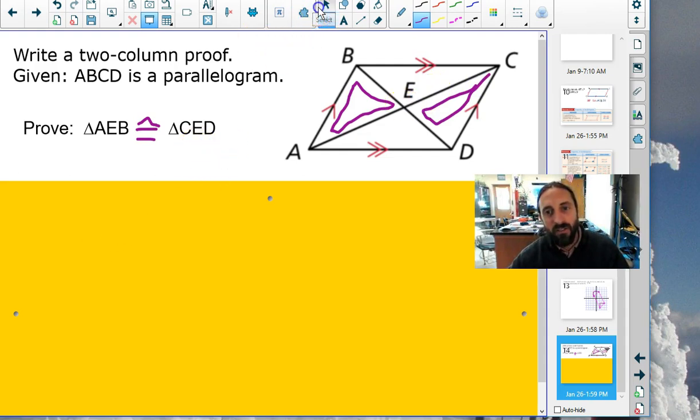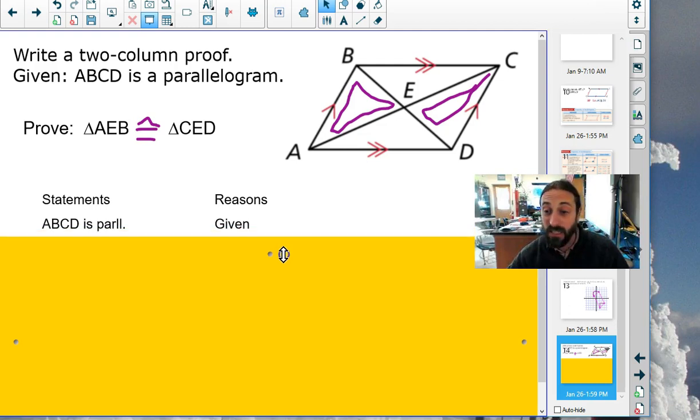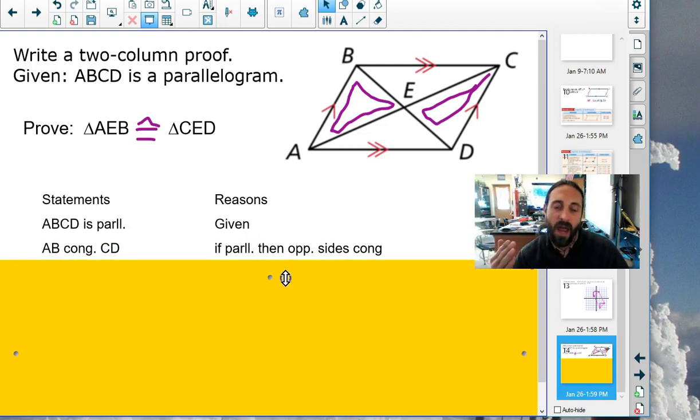Let's go through it. First thing you do, information given, and the last step, of course, is what you're trying to prove. So statements go on the left, reasons on the right. My first statement is ABCD is a parallelogram. How do you know that? It's given. Now, what I'm going to do to prove these two triangles congruent is use one of my 5 shortcuts. Side, side, side, side angle side, hypotenuse leg, you name it. You're going to pick one of those.